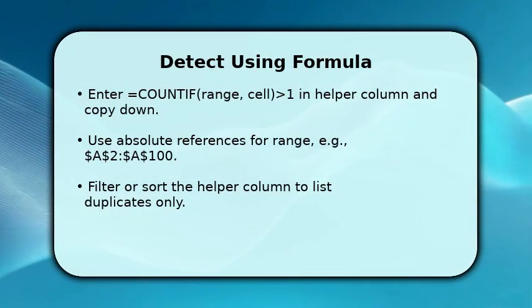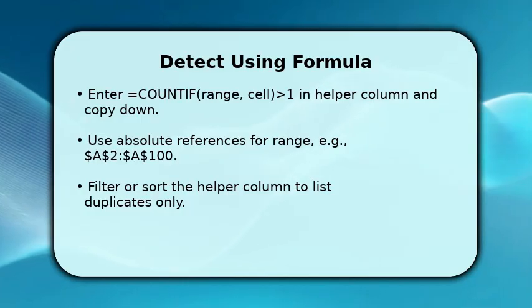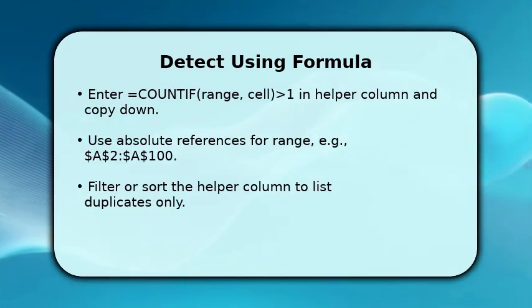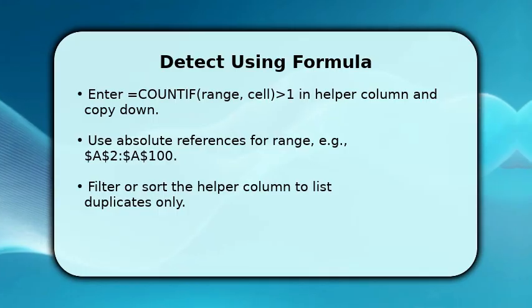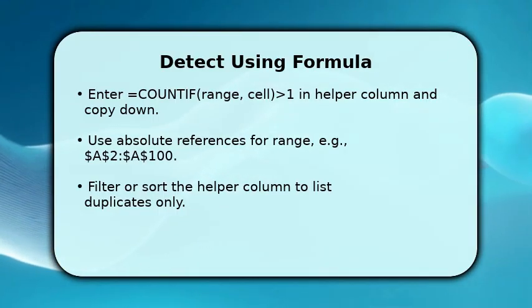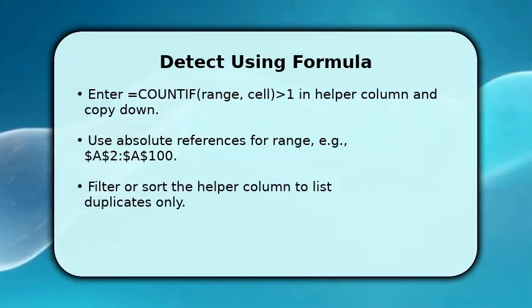Now you'll add a helper column with a COUNTIF formula to detect duplicates. Type equals COUNTIF, $1.2, $100, A2, 1 then fill down. This returns true for any value appearing more than once so you can filter those rows. The why is that COUNTIF counts occurrences and the logical test flags repeats.